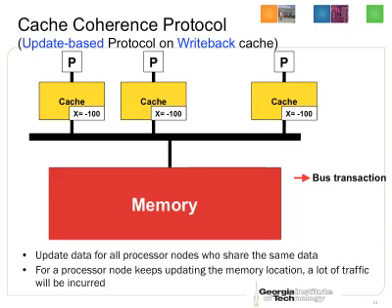So let's look at this example. This is the cache coherence protocol. We're using a write-back cache, and this is update based. Let's assume that all three processors have a local copy of X, and the most recent value is -100, so all these cache lines have -100. This is consistent and coherent at this point. All the processor nodes share the same data.